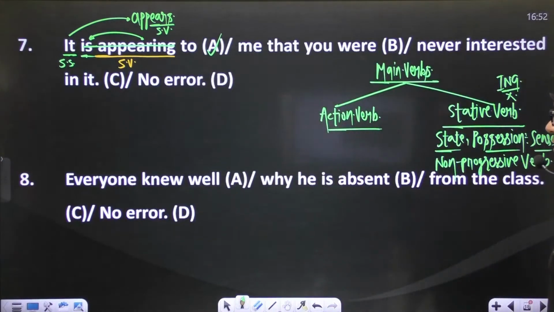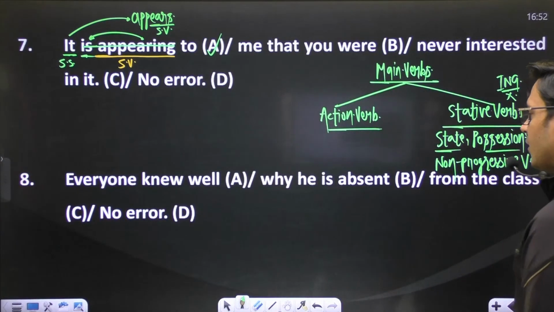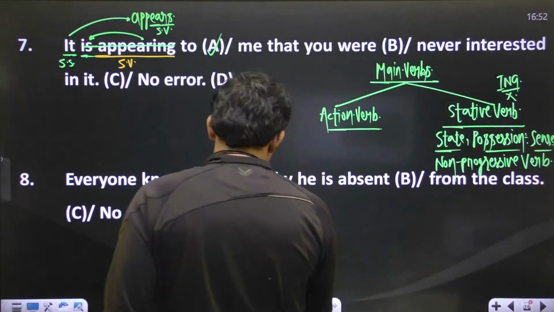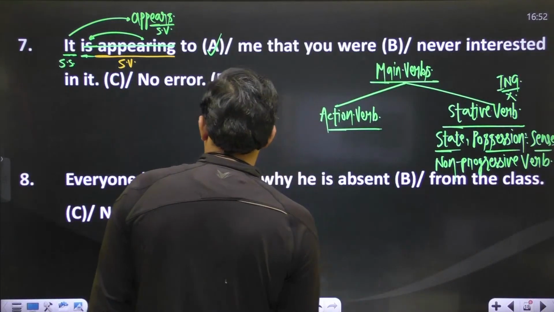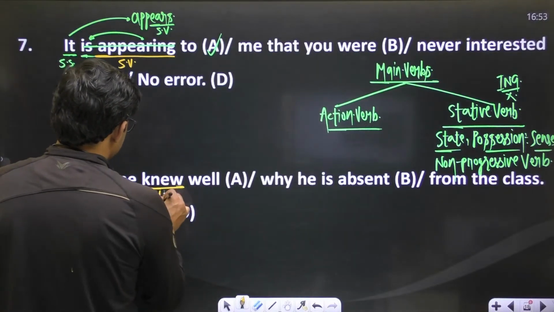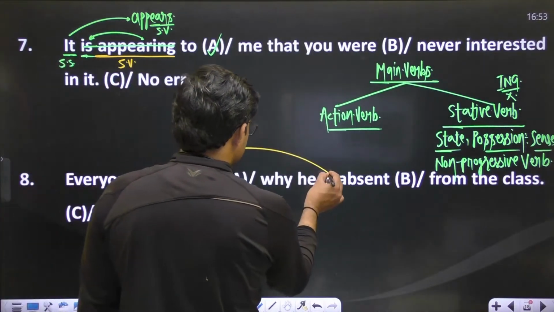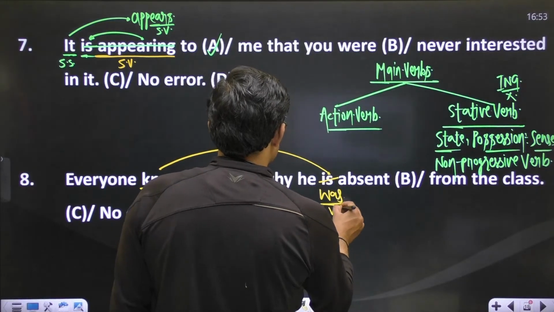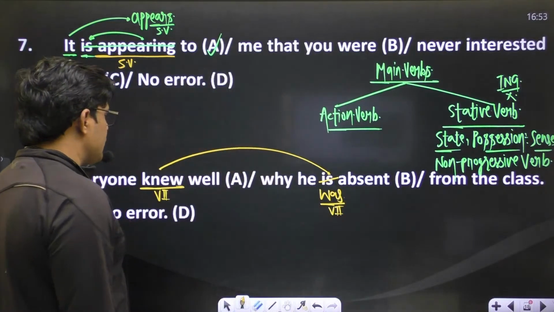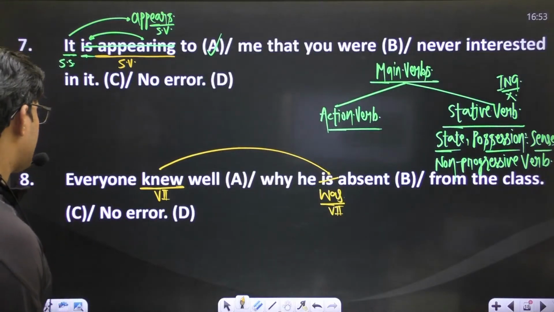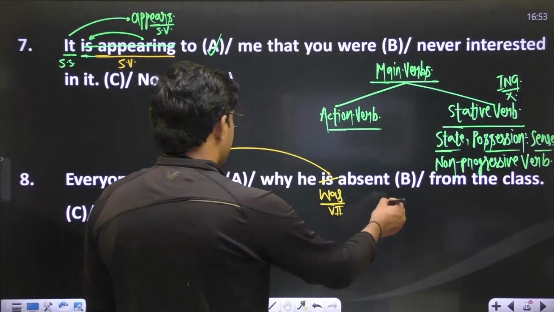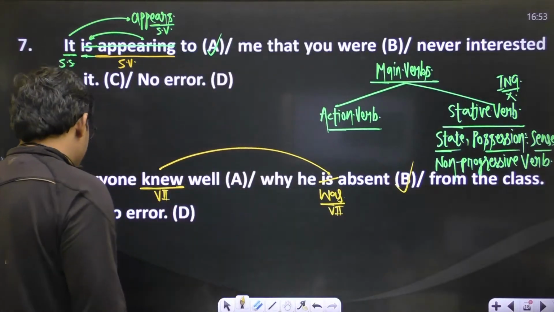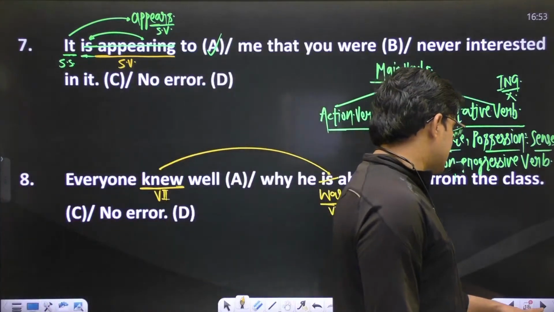Okay. Move to the next sentence. Everyone knew well why he is absent. So same thing, you know this concept very well. If the first clause is in past tense, the rest of the clauses will also be in past tense. Replace is with was. The sentence will be like, everyone knew well why he was absent from the class, and the error is in part B.